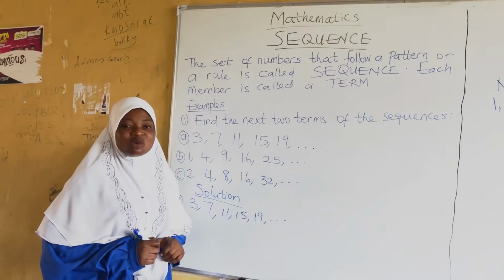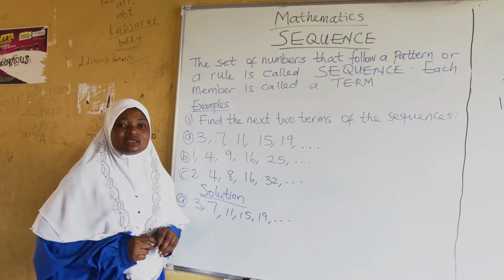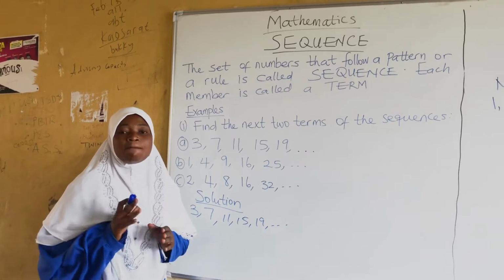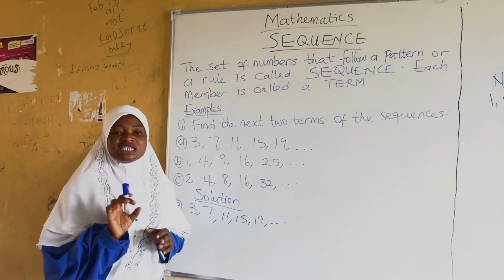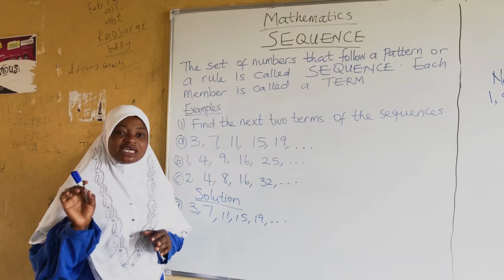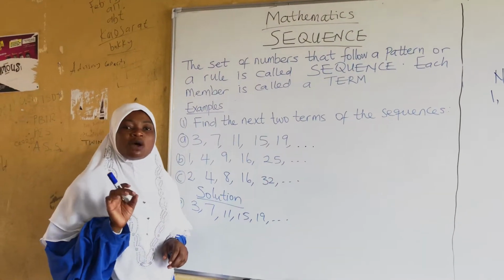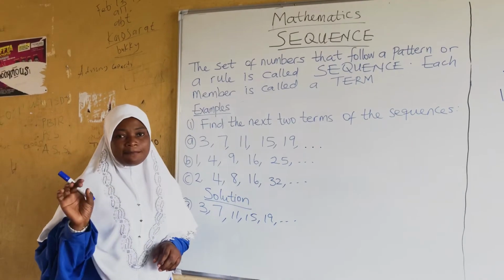So in today's class, we want to study sequence. A sequence is a list of numbers that are connected by a rule. A list of numbers that follow a pattern or a rule is what we call a sequence. And each member of a sequence is known as a term.